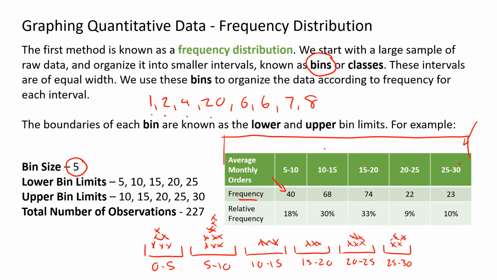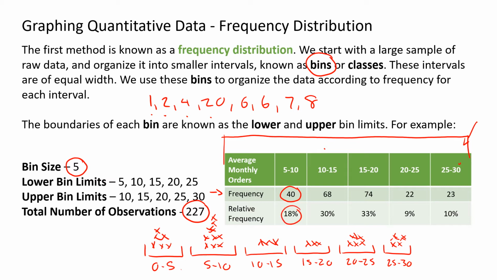Okay, and then we have our total number of observations. How many data points do you have? In this case, we had 227. So what we can do is we can actually do two things. We can either graph the frequency that they occur, or we can graph the relative frequency, okay, which is how many times it occurs in that certain bin divided by your total number of observations.